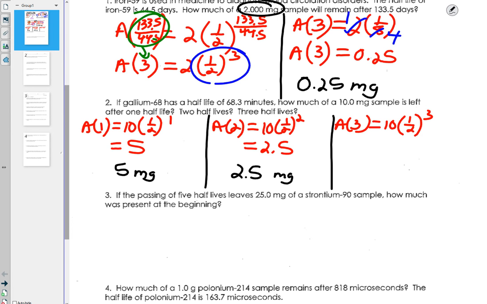Oh, you might need your calculator for this one. I don't need it though. After another half-life, what do you think we're going to be left with? 1.25. And how could you get that without actually using the entire formula? It's half of 2.5. Yeah, every time you're just cutting it in half. Half of 5 is 2.5. Half of 2.5 is 1.25. And then you can just verify that by using that formula.